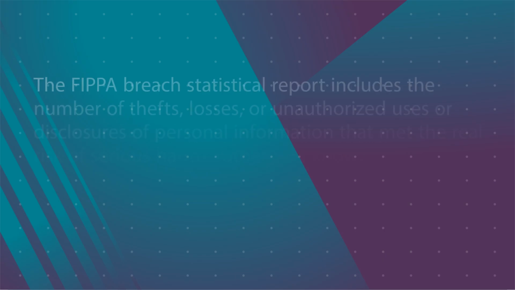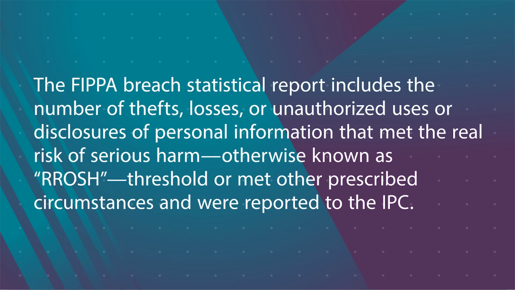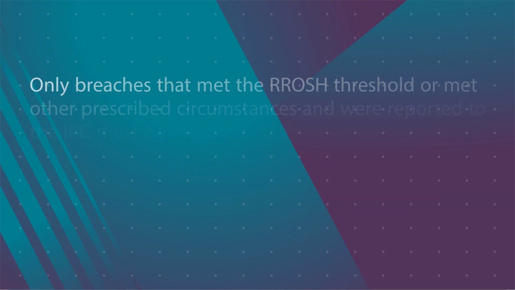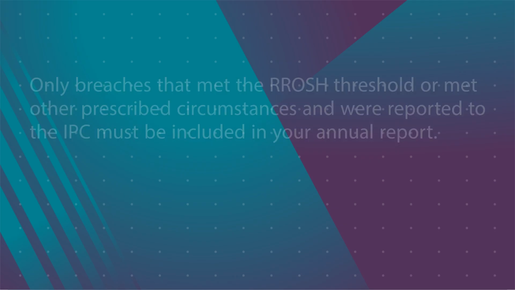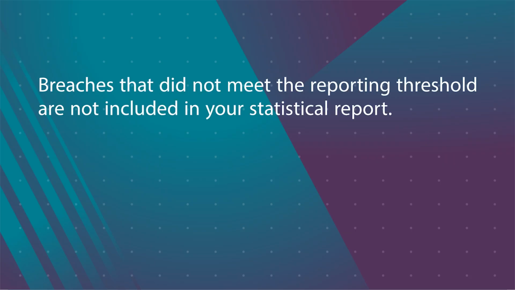The FIPPA breach statistical report includes the number of thefts, losses, or unauthorized uses or disclosures of personal information that met the real risk of serious harm, otherwise known as ROSH threshold, or met other prescribed circumstances and were reported to the IPC. Only breaches that met the ROSH threshold or met other prescribed circumstances and were reported to the IPC must be included in your annual report. Breaches that did not meet the reporting threshold are not included in your statistical report.